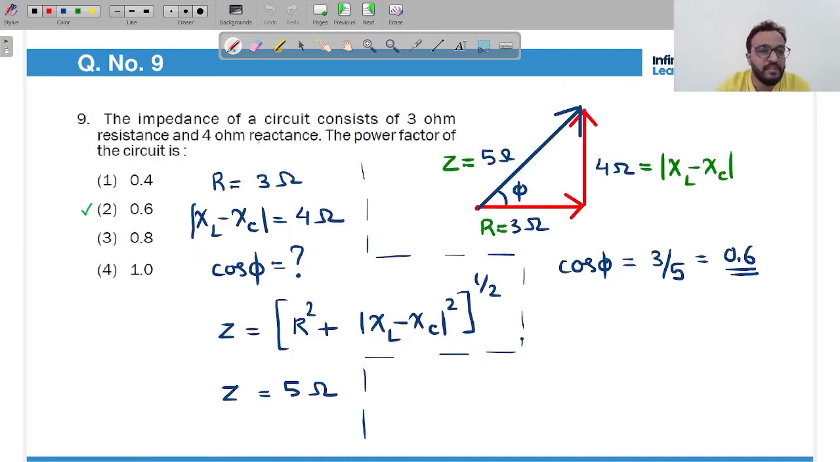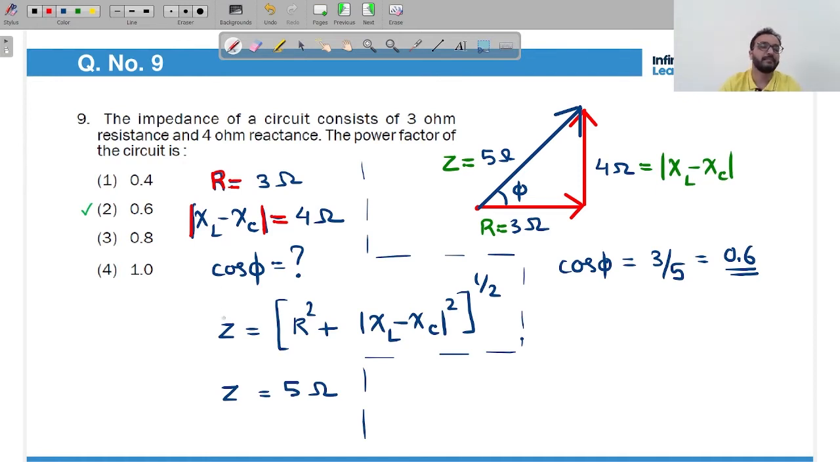Now, the impedance of a circuit consists of 3 ohm resistance and 4 ohm reactance. Impedance consists of resistance, which is given. Resistance is what? 3 ohms. Very good. Now, reactance: we don't know whether it is an LR circuit, CR circuit, or LCR circuit, so we will say XL minus XC. Overall reactance is 4 ohms, right?